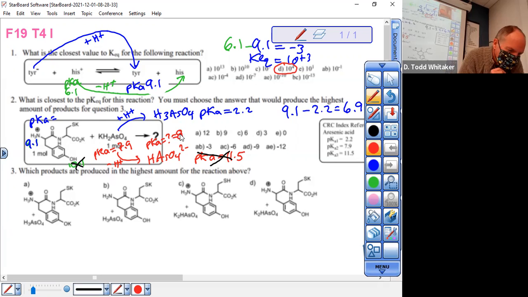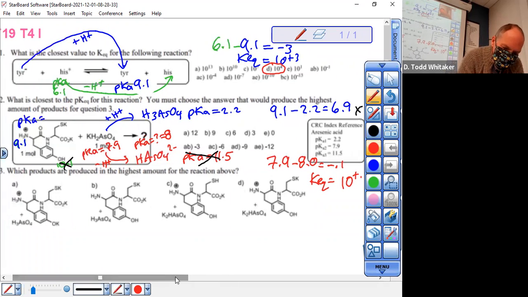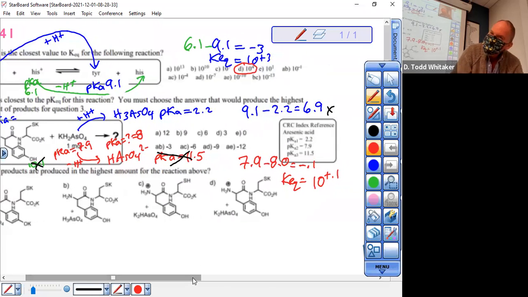So in this scenario, you're going from 7.9 to 8. And negative 0.1. That's by far our best equilibrium, and KEQ is going to be equal to 10 to the positive 0.1. All right? And that will be closest to 0. That's not close to 1,000, trust me. Even if it was 10 to the 1, it's not close to 1,000. This is a tenth of 1. So there you go.